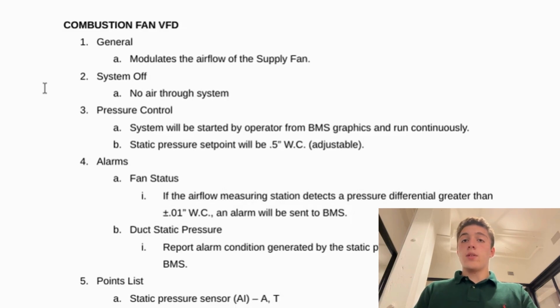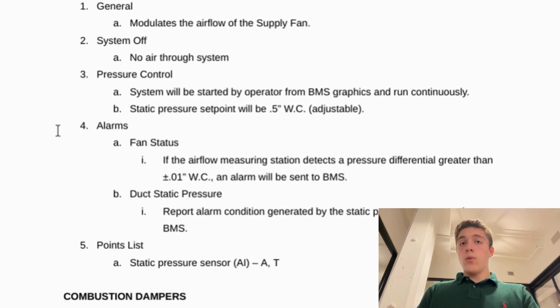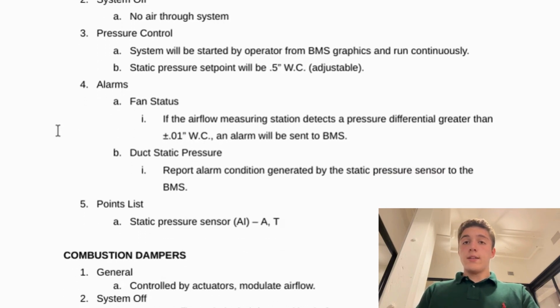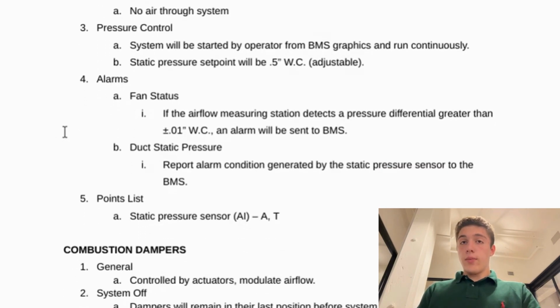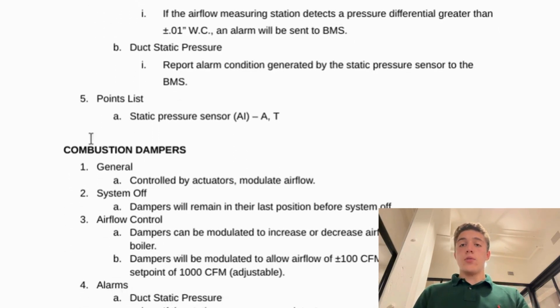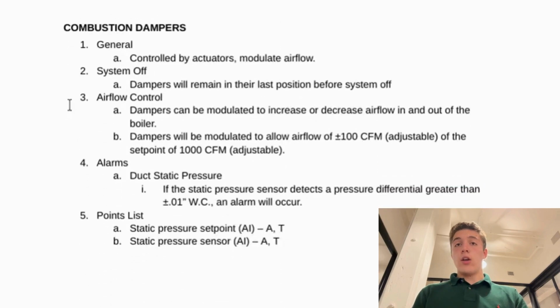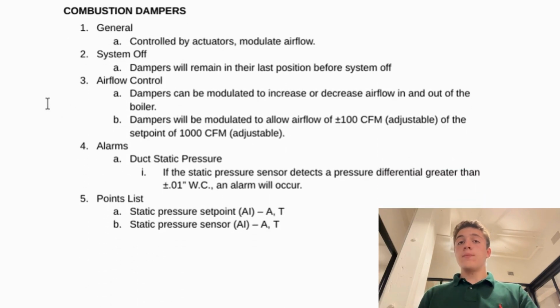The static pressure set point will be 0.5 inches. The fan status, if it goes off by more than 0.01 inch, then an alarm will be sent, and this will be monitored by the static pressure sensor. Some combustion dampers for that fan will work very similarly to the dampers in the AHU. They'll modulate airflow, they'll remain in their last position.